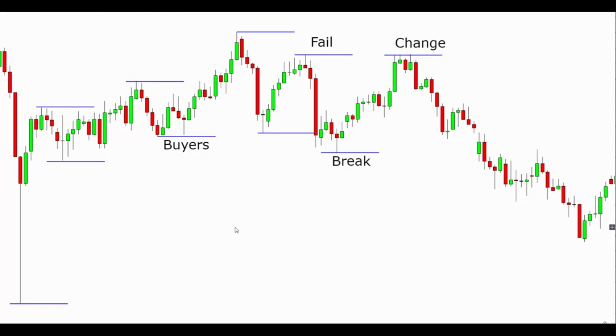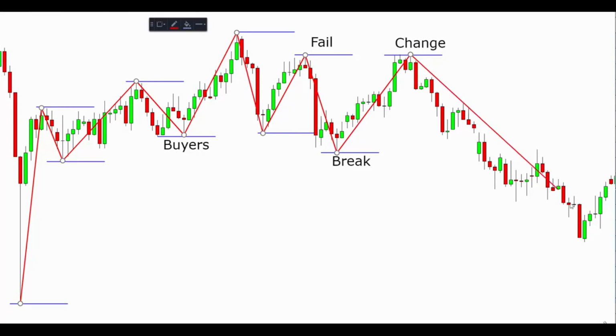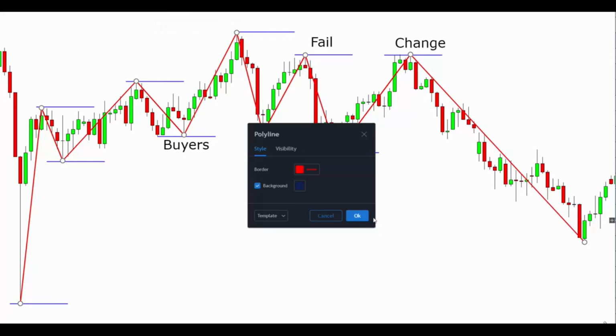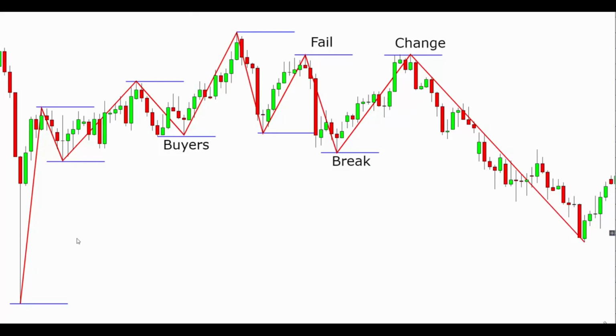So let me draw a line that will help eliminate the noise and perhaps enable you to see this pattern more clearly. Okay, so here we can clearly see that buyers were doing their thing, and then they failed to break the last major high. Immediately after this failed attempt, sellers take advantage of the moment and break two significant lows created by buyers in the recent past.